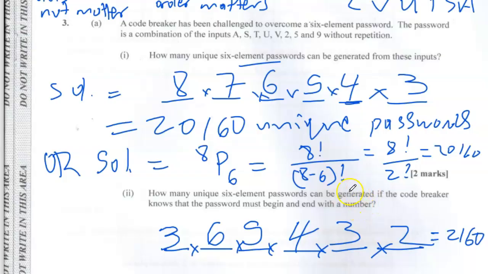So again, the explanation: the first slot and the last slot must have a number. Notice we have 3 numbers. So in the first slot, we have 3 options. And once I put a number in the first slot, for the final slot I would have 2 options because 2 numbers will remain. So 2 characters have been used out of the 8. So for the second slot, I'll have 6 options. And then for the third slot, 5 options, and so on.